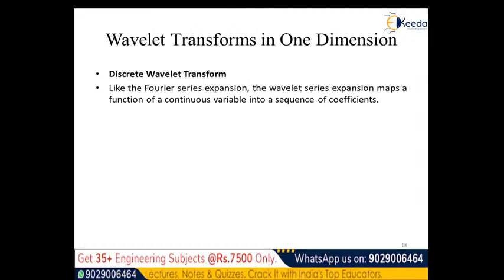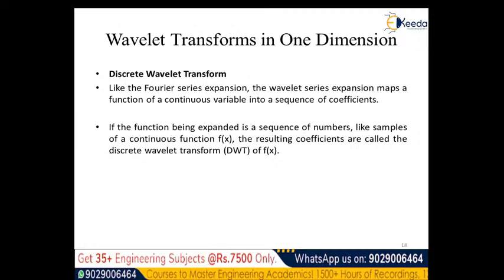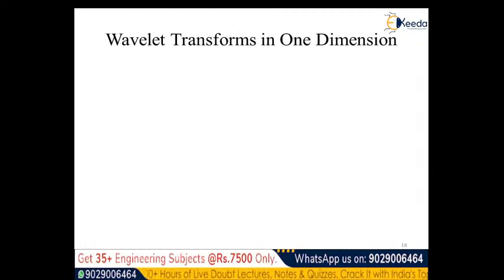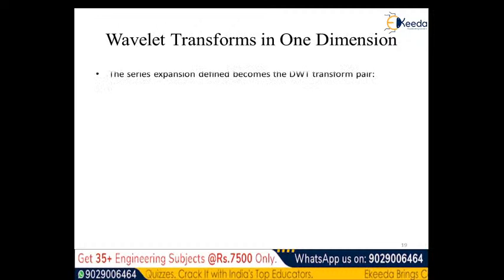So if the function that is being expanded is a sequence of numbers like the samples of the continuous function, the function that we have denoted f of x, the resulting coefficients are called the discrete wavelet transformation, denoted by DWT of the original function f of x here. Now the series expansion that just now we have defined here will now be recalled as the discrete wavelet transformation pair. This pair is of course for the pair of the scaling as well as that of the wavelet functions here. The two mathematical expressions certainly I will show you here.